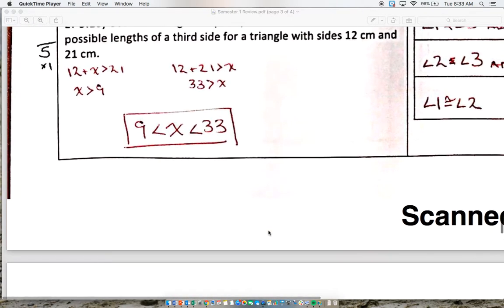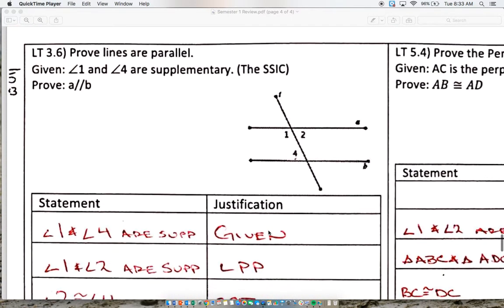All right, moving on to the next one, which is similar but distinctly different. Here you are given that 1 and 4 are supplementary. You need to prove that A is parallel to B, the same side interior converse. So again, you can't use the same side interior converse. You've got to go somewhere else. Now the key difference here is that I don't know that A and B are parallel yet, which means I cannot say things like 4 is congruent to 2 using the alternate interior angle theorem, because I don't know that they're parallel. I have to go on my own.